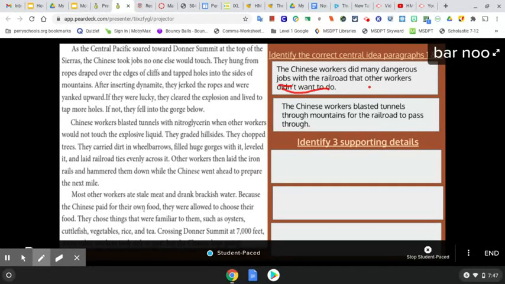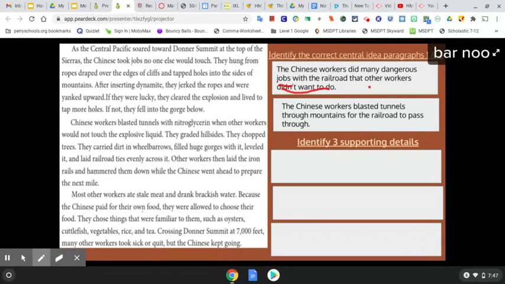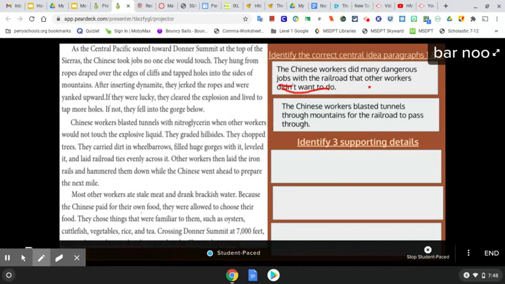Crossing Donner Summit at 7,000 feet, many other workers took sick or quit, but the Chinese kept going.